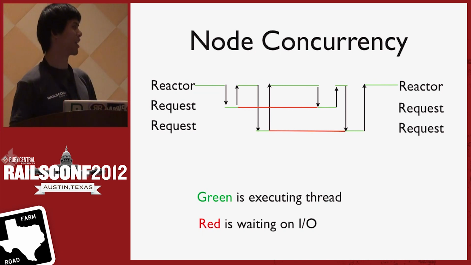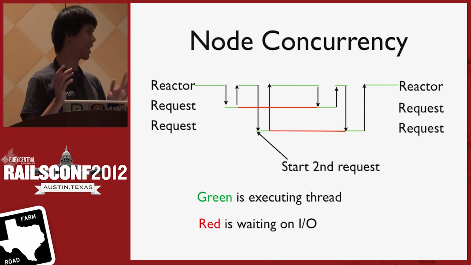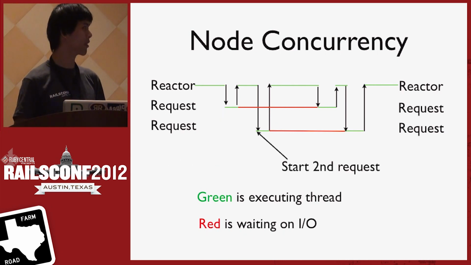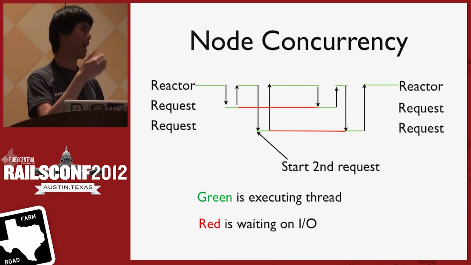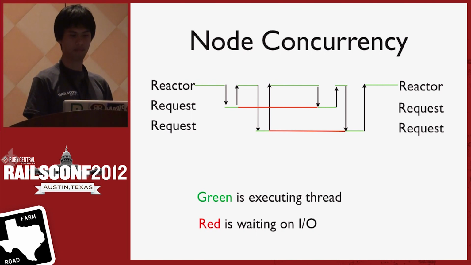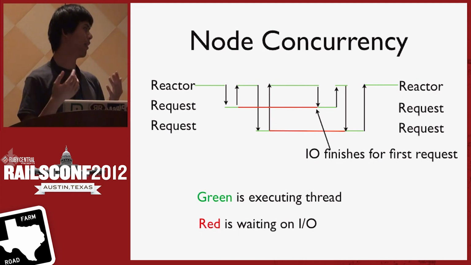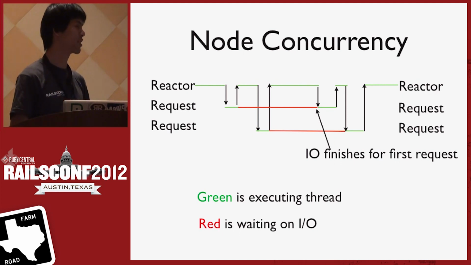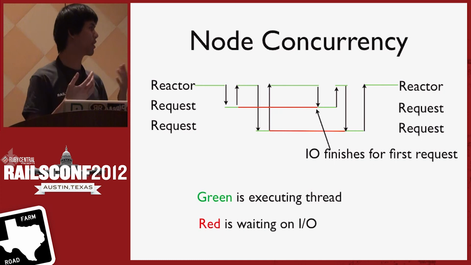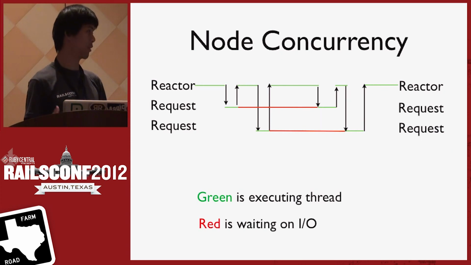Meanwhile, we've started the blocking I/O, but the reactor is able to handle more incoming requests. So while the blocking I/O is happening, the reactor says, oh, I'm seeing another request. Let me start that for you. Sometime later, when the blocking I/O actually finishes, the reactor calls our callback, and we can finish the request. Same with the second request.